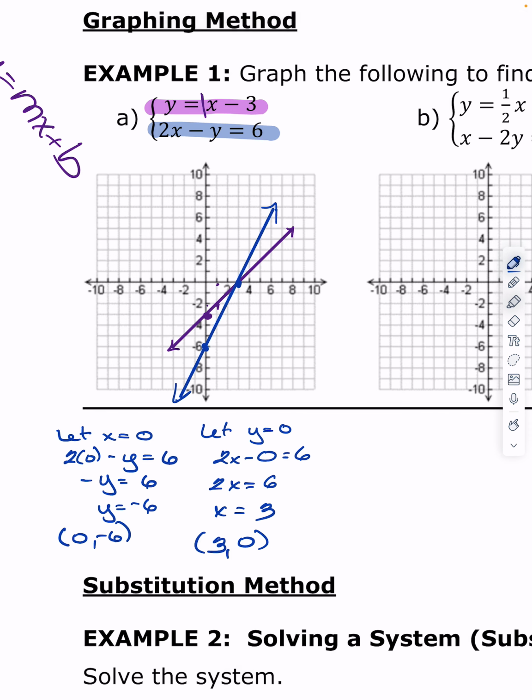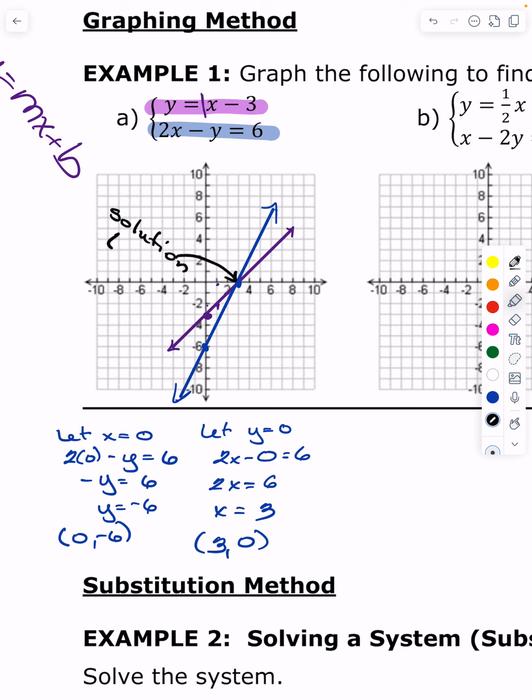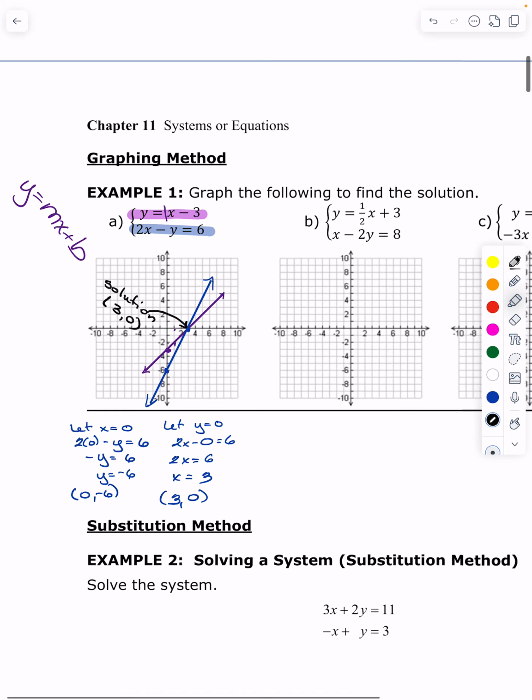And my solution is right there where those two lines intersect. And that is the point (3, 0). Okay. We know that it works in the second equation. That was our intercept. We can always plug it back into the first. y equals x minus 3, 3 minus 3 is 0. So that one works.